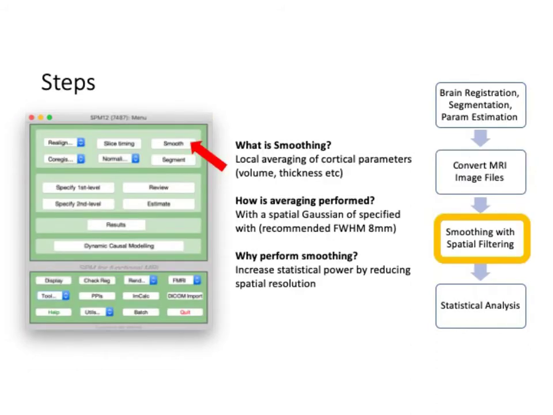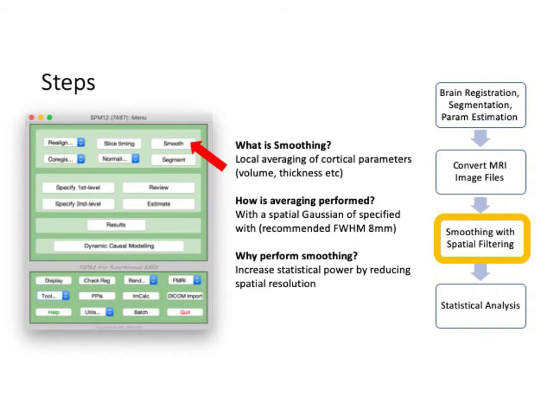Once this step has been completed, go back to the green window and click on the smoothing button. The smoothing is actually a local averaging, that is, spatially local averaging of the cortical parameter estimates, that is, averaging of the local volume, of the local thickness, using a Gaussian spatial filter. You can specify the width; it is recommended to use a full width half max of 8 millimeters.